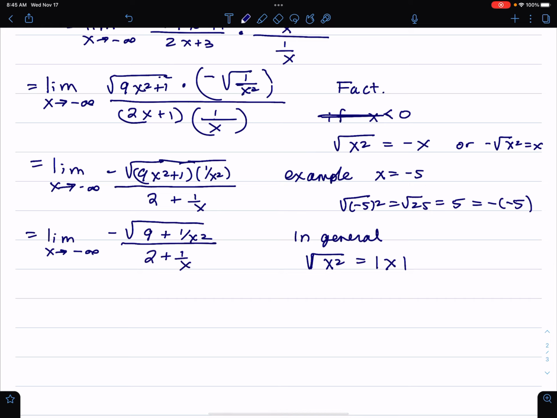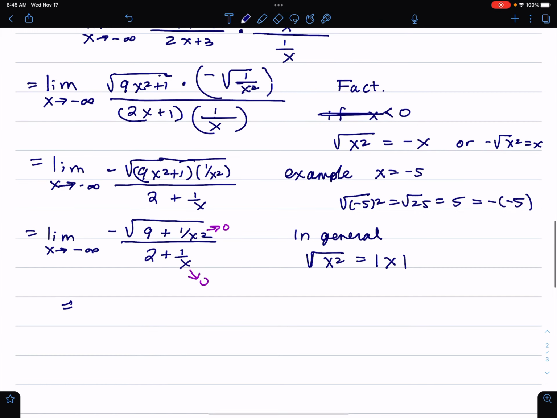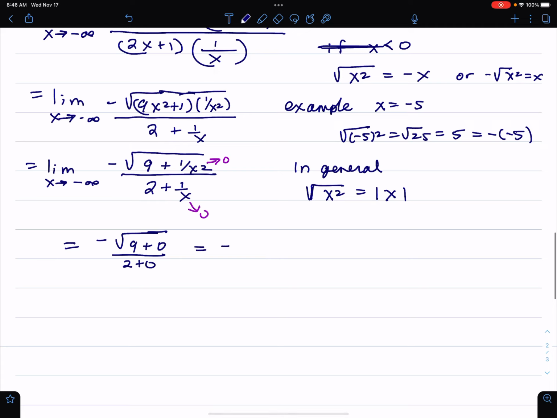And then 1 over x has limit 0, 1 over x squared has limit 0. So we get negative radical 9 plus 0 over 2 plus 0. It seems the handwriting here is deteriorating along with my pen for some reason. Okay. So this is going to give negative radical 9 over 2, which is negative 3/2.